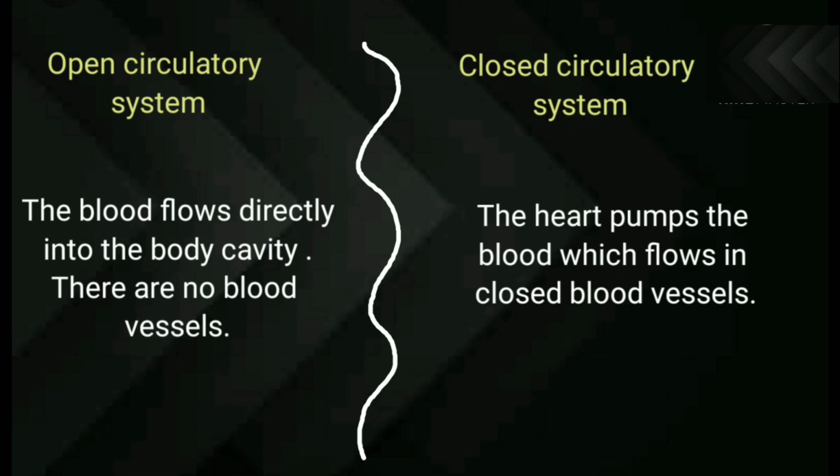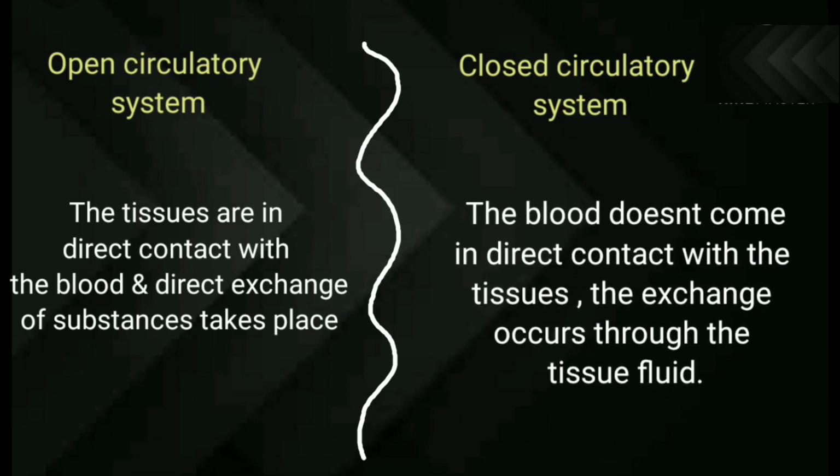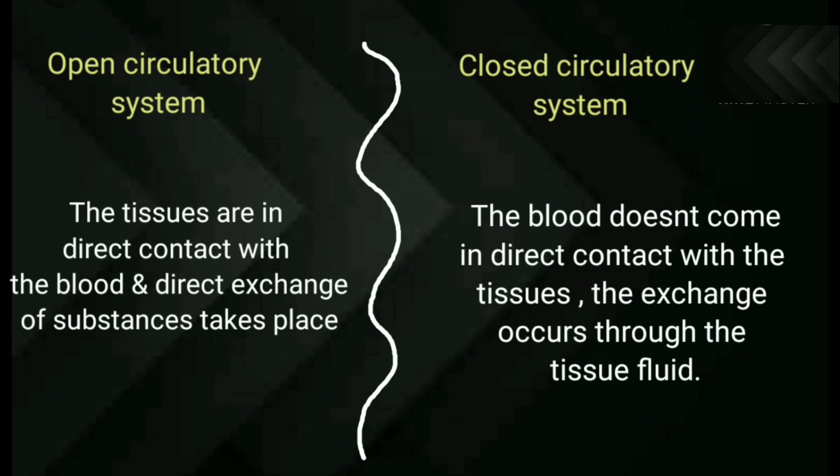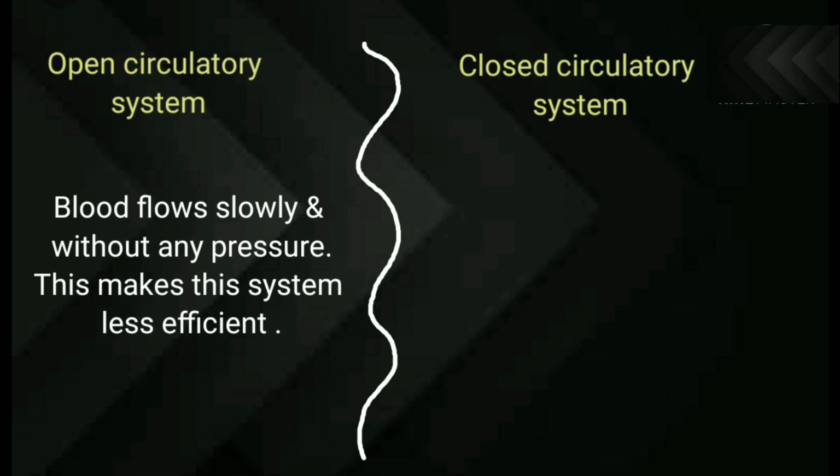In the open circulatory system, the tissues are in direct contact with the blood, but this is not so in a closed circulatory system. The blood does not come in contact directly with the tissues. The exchange between the blood and the tissues takes place through the tissue fluid, not directly. The blood flow is very slow in an open circulatory system, and the blood has a low pressure because it is not flowing through vessels. Because of this, the system is less efficient in circulation.